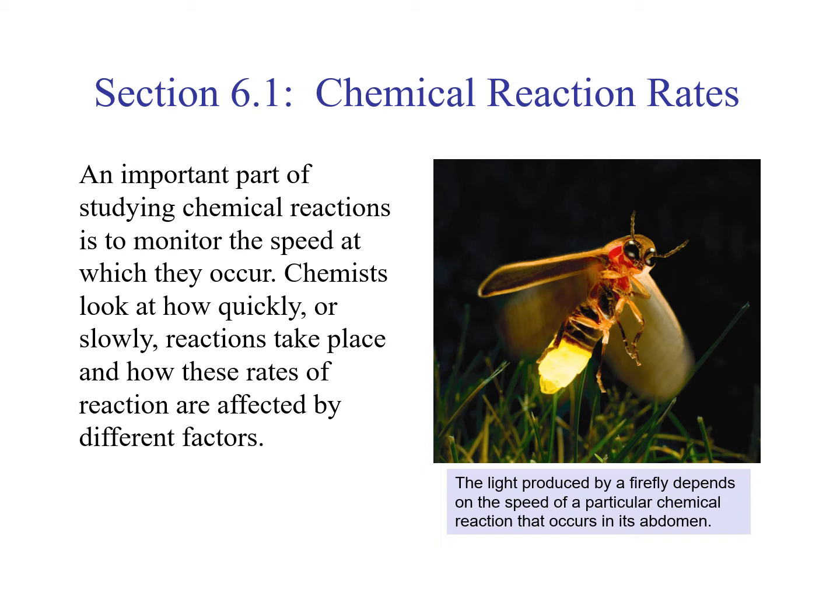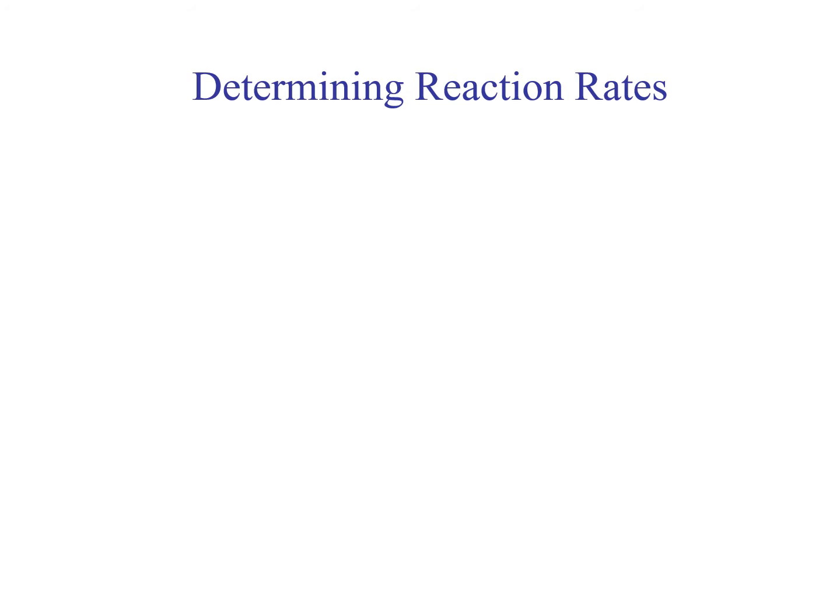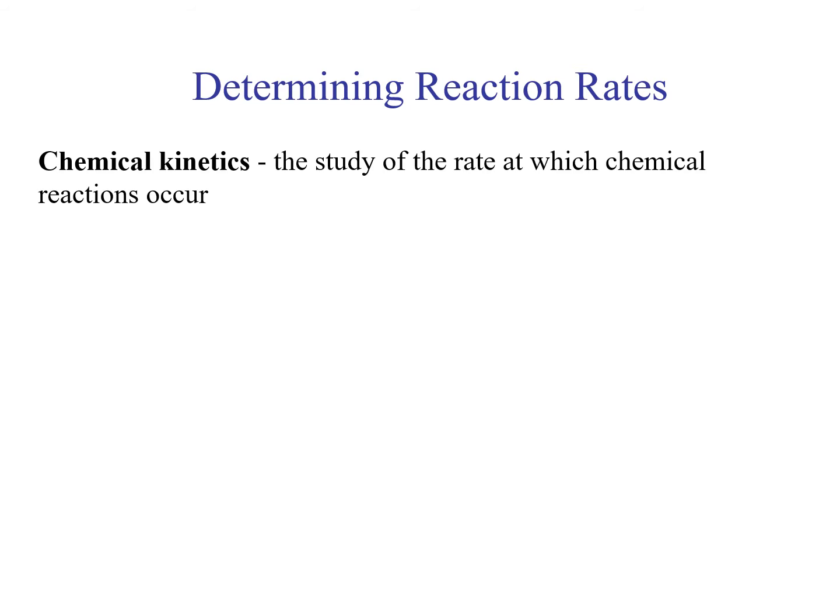By the end of this PowerPoint presentation, you will be able to determine the average rate of reaction and instantaneous rates of reaction for different chemical reactions, and it is much easier than it sounds. In determining reaction rates, we are doing chemical kinetics. That is the study of ways to make chemical reactions go faster or slower.